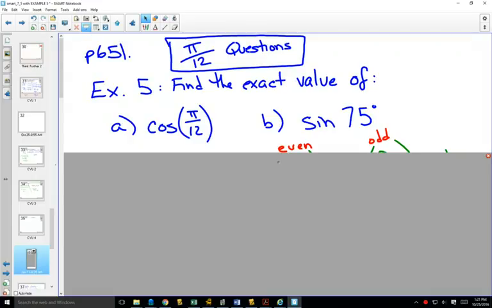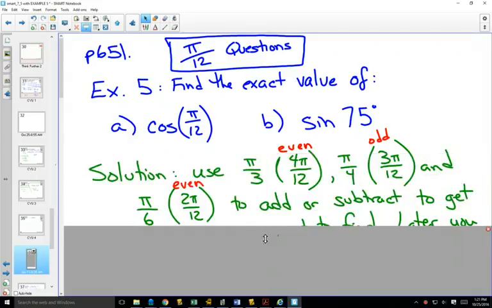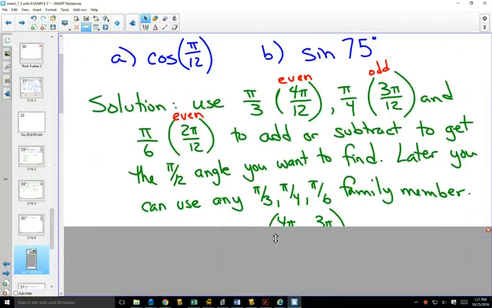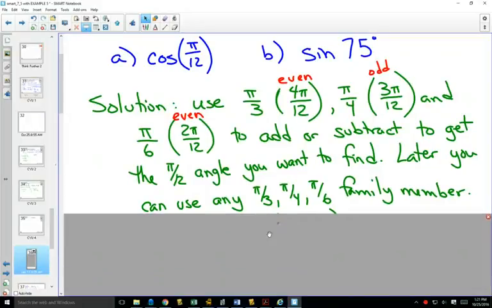So the strategy is, we know the pi over 3 family, the pi over 4 family, and the pi over 6 family. If we change pi over 3 to something over 12, we'd get 4 pi over 12. If we change pi over 4, it would be 3 pi over 12. And pi over 6 is 2 pi over 12. And we either need to add or subtract until you get the pi over 12 angle that you want.